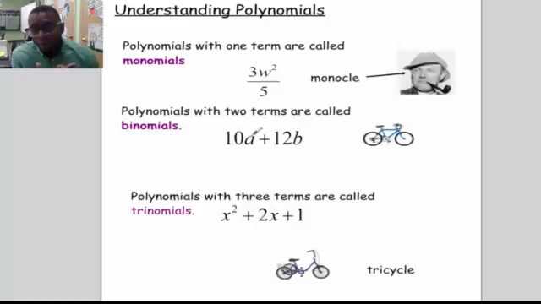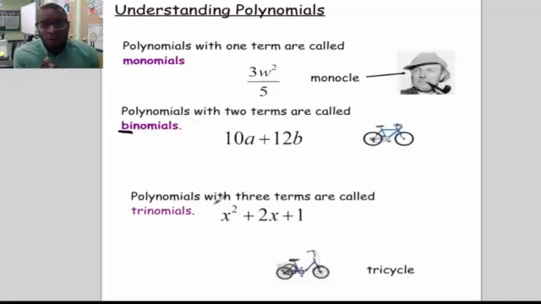The next term I want to go over is a binomial. A binomial is just like the prefix bi. Bi means two. So think of a bicycle. A polynomial with two terms is called a binomial. And what I want to point out is that a binomial is made up of two monomials, right? This is a monomial and this is a monomial.